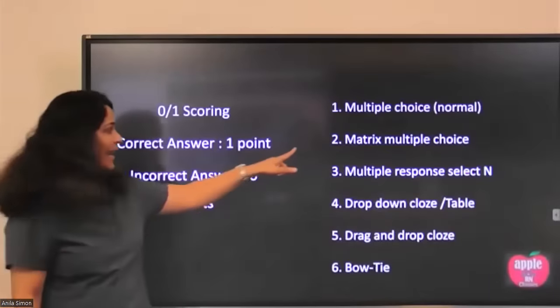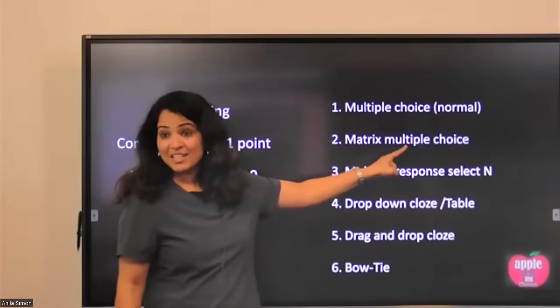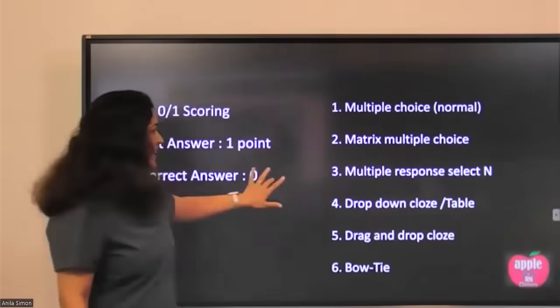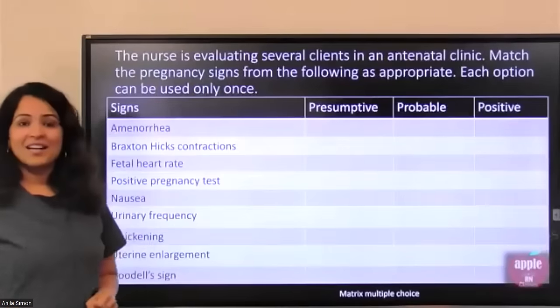This is the matrix multiple choice, which you probably saw earlier in our scoring time. We said matrix multiple choice. So this is the matrix multiple choice we are seeing here. Okay, so look at that. So what are your answers?